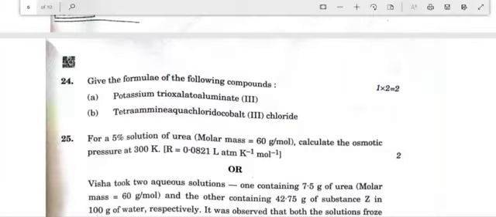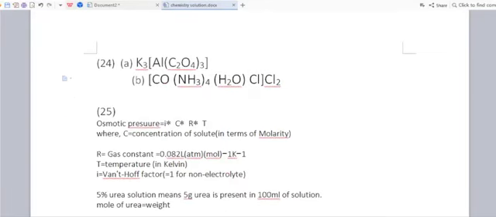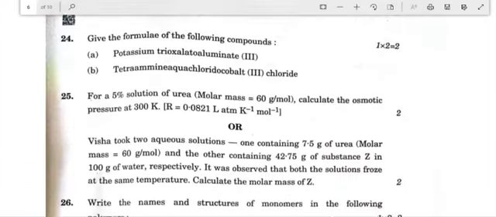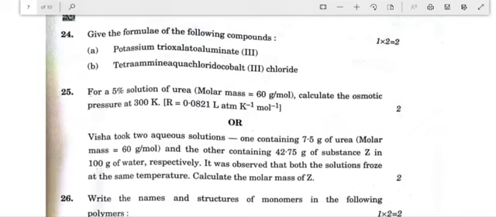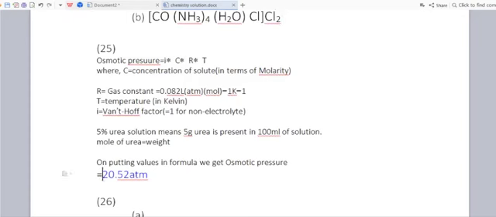Then we have question number 24, where we need to give the formula of the given compound. As you can see, this is the formula of the first question, and this is the answer for the second question. Please note it down, it's really easy. 25, it's a formula based numerical, so on solving, the answer comes out to be this.